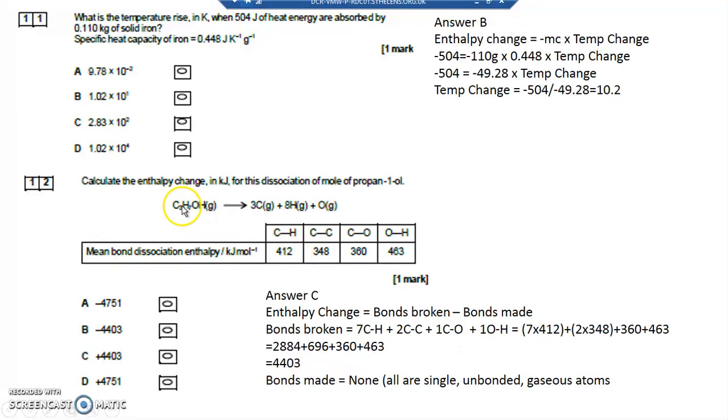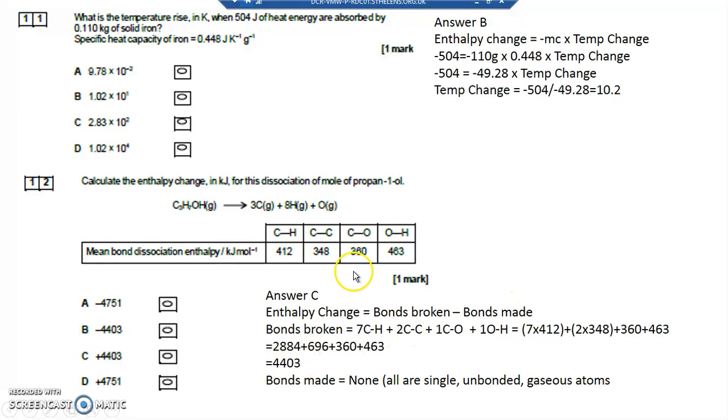I've got a carbon then bonded to an oxygen. So I've got one of those, and I've got an oxygen bonded to a hydrogen. If I add all of those up from these values here, it comes out as 4403. So my bonds broken is 4403.